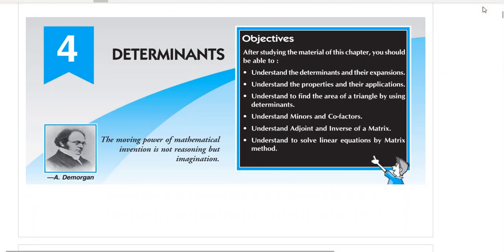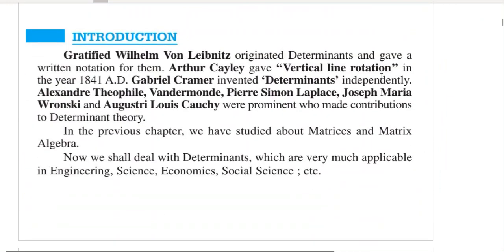Welcome to the next chapter of mathematics, determinants. So this is a little introduction to the topic of determinants, the history of determinants. The determinant is very much useful in the fields of engineering, science, economics, and social science. How that you will learn after understanding the concept of determinants, when we are going to do some word problems.